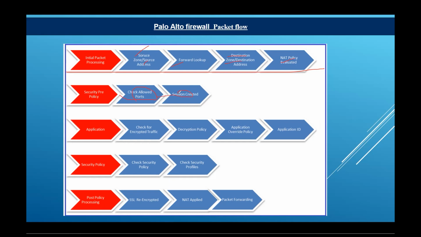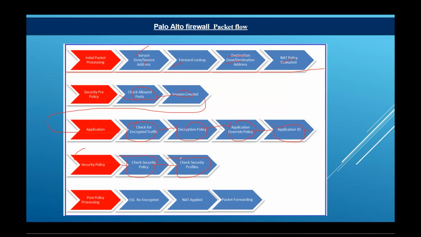If the port is allowed, it will create the session. Now, guys, it will check the application, right? Here it will check whether the traffic is encrypted. If your traffic is encrypted, we have to decrypt that, right? Then we also have application override. If you are not going to check any application, then it will check whether your application is allowed or not. Once the application is allowed, it will check the security policy. Once the security policy is checked, it will check the security profile. Inside the security profile, we will check antivirus, anti-spyware, vulnerability, URL, content, everything.